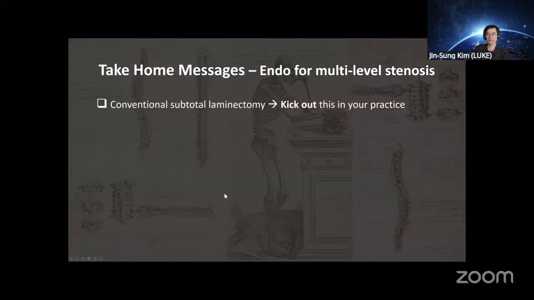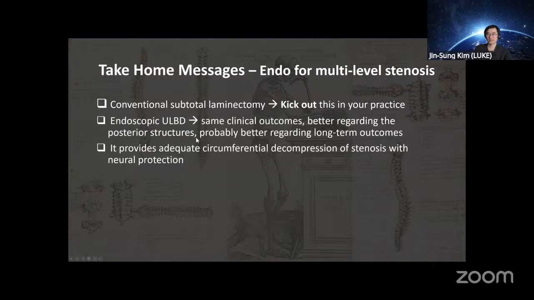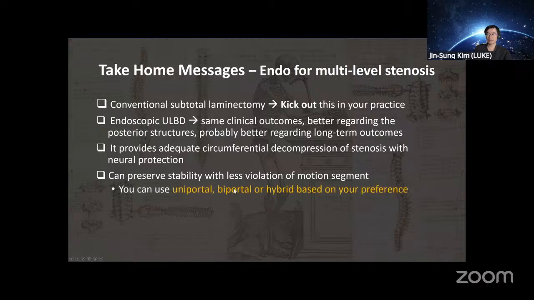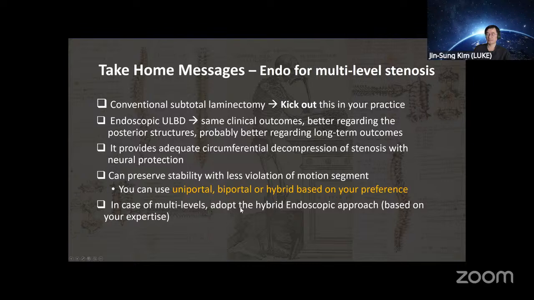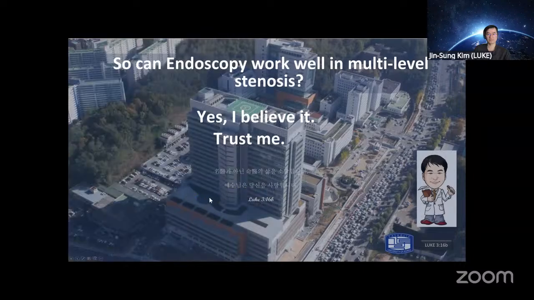So this is the take-home message. Conventional laminectomy? No, it's not. Yeah, available. Please keep this in your practice. Endoscopic, full endoscopic, biportal: it is a very nice endoscopic tool to provide adequate circumferential decompression of the spinal canal. Preserving the stability is super with the endoscope. In case of multi-level, adopt the hybrid endoscope, uniportal and the microscope tube and the biportal, right? So can the endoscope work well in multi-level stenosis? Yes, I believe it. Yeah, trust me. Thank you very much.